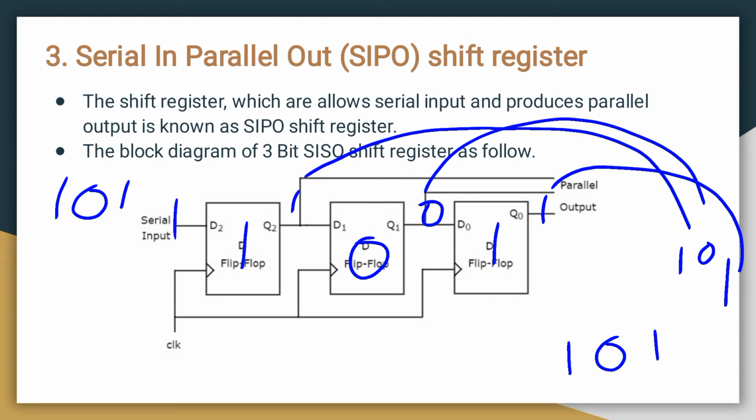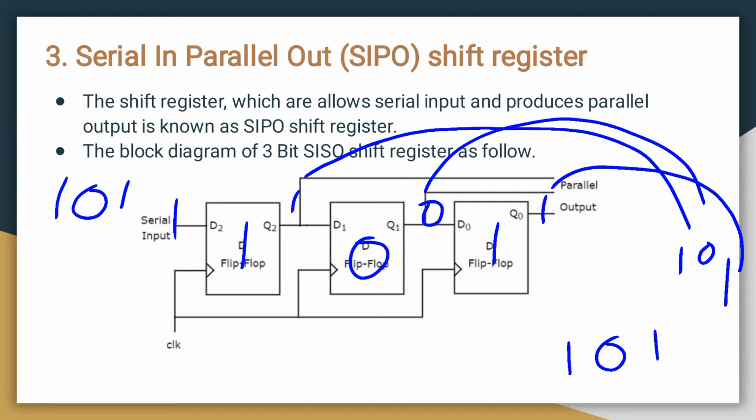So here the main concept is you have to give the input serially and wait for all the flip-flops to work with the storage content. Then you have to extract all the outputs at the same time. So this is the serial in parallel out shift register.